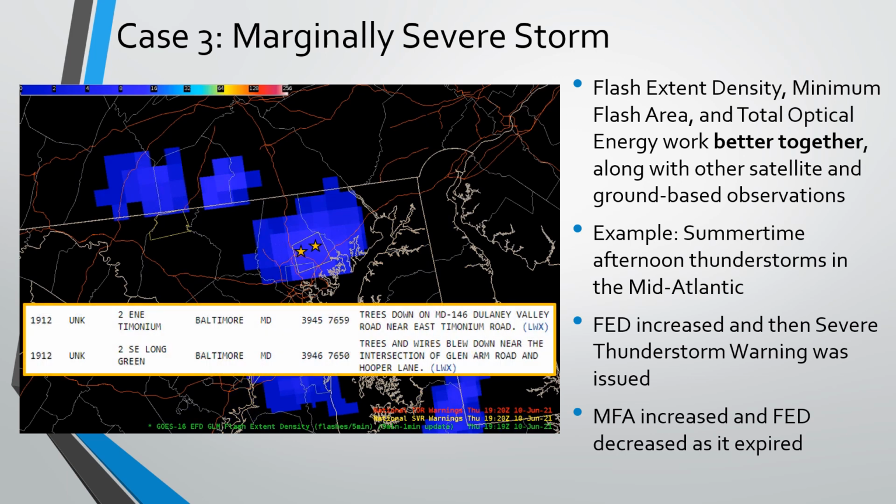During the severe thunderstorm warning, 2 reports of severe weather came in of large trees down over roads near Baltimore, Maryland. These severe weather reports corroborate the increased severe potential that was shown by the increasing number of flashes within the GLM flash extent density.